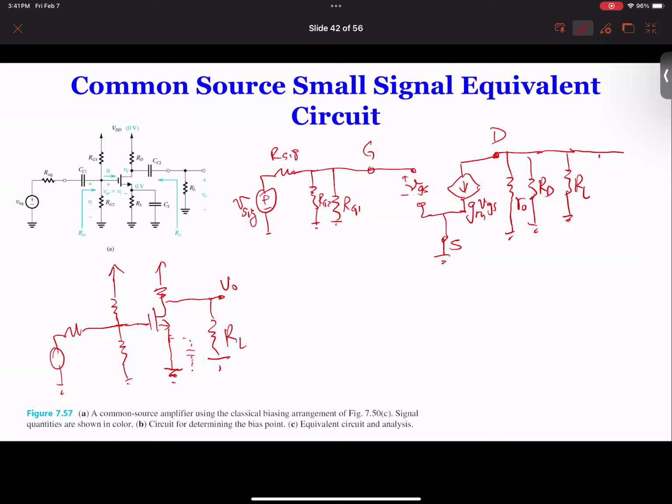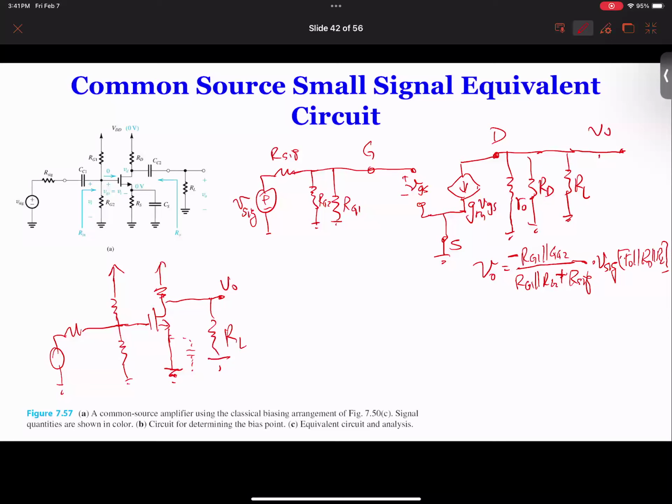So therefore, I should be able to write the output right away as VO equal to RG1 in parallel with RG2 divided by RG1 in parallel with RG2 plus R6. That's my input, and then times V6, get VGS. And then I multiply by these three resistances in parallel, RO in parallel with RD in parallel with RL. Okay, and then I add a minus sign.